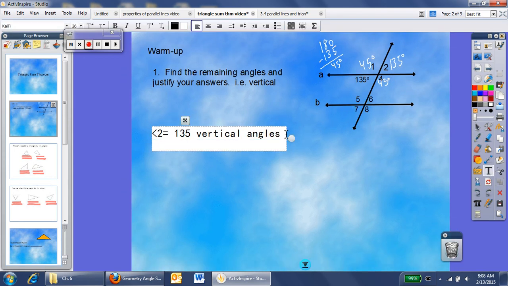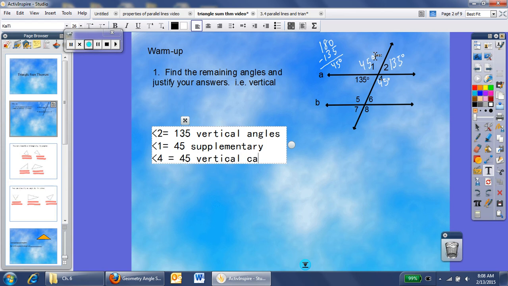So next we did angle 1 is equal to 45, and the reason there is because they are supplementary with angle 2 to add up to 180, and then we looked at angle 4, and that equals 45 because angle 1 and 4 are vertical angles.